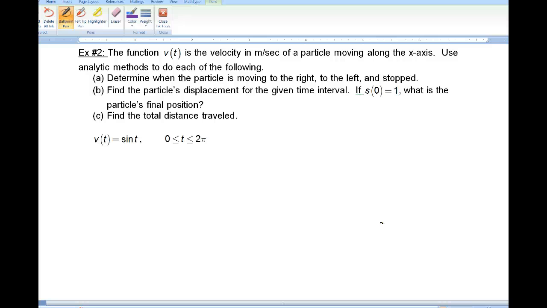All right, this is exactly the same as the last one, just here my velocity is now sine. So how do we know when velocity, so I want to set this equal to 0. When is sine equal to 0 between 0 and 2 pi? Think about the unit circle. When is my y coordinate 0? At 0 and pi.